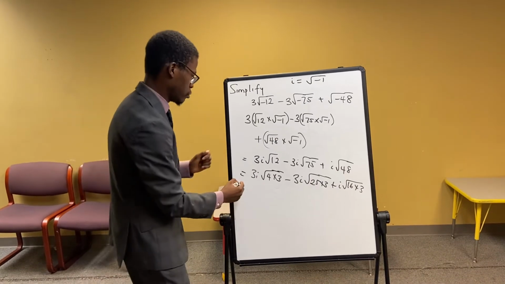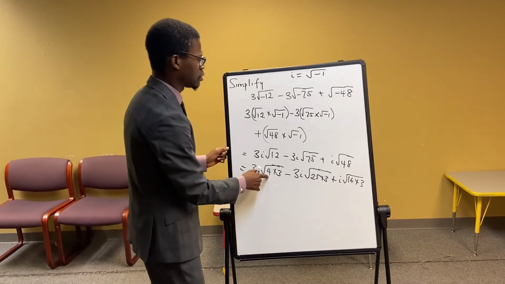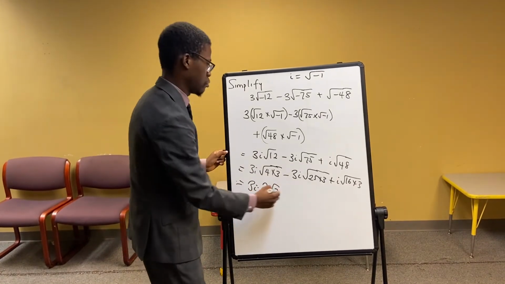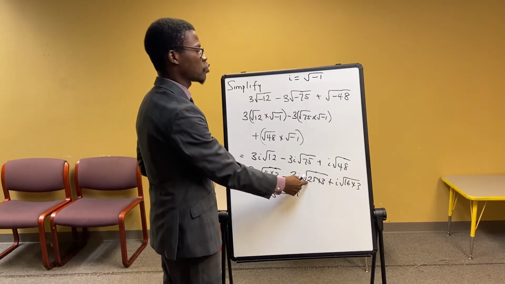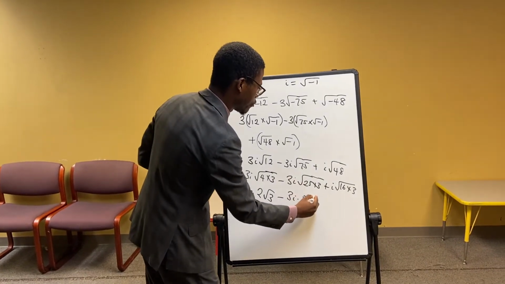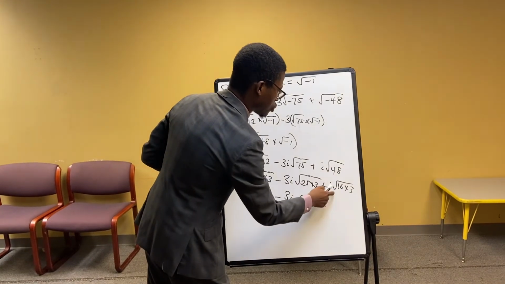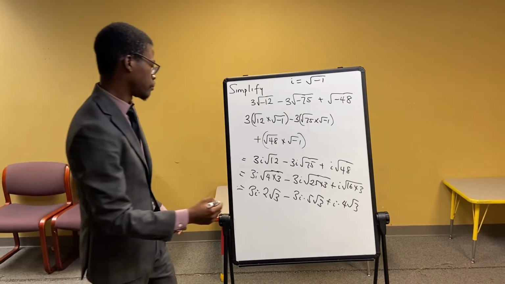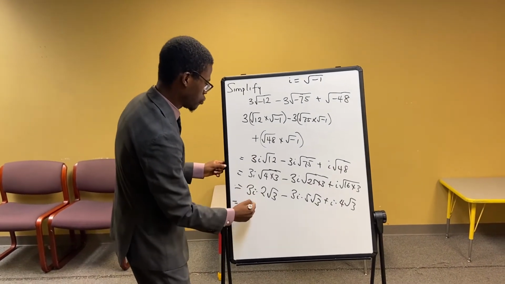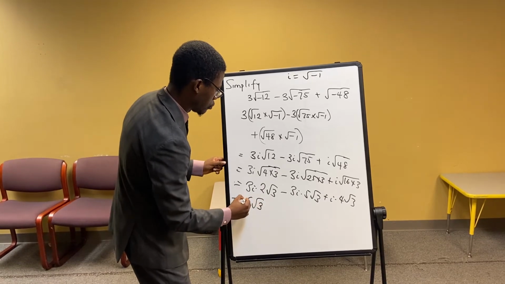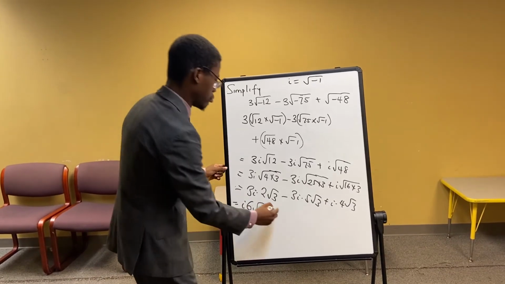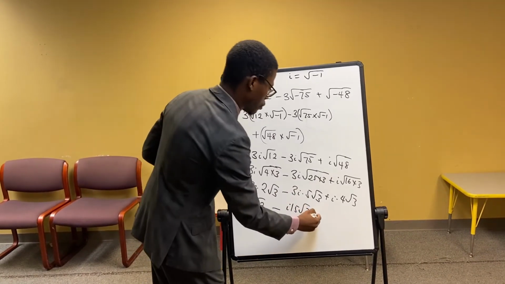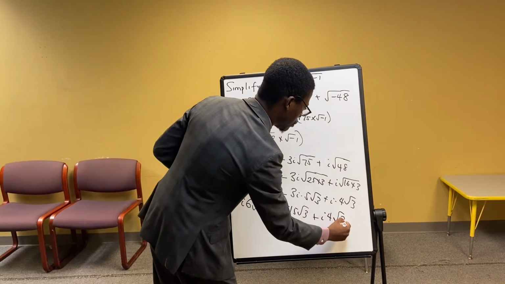Okay, now moving further, we have 3i. What is the square root of 4? 2. All right, 2 root 3 minus 3i. What is the square root of 25? 5. 5 root 3 plus i. Square root of 16 is what? 4 root 3. Okay. Then we have, so this becomes 3 times 2, we have 6i root 3, okay, minus 3 times 5 is 15i root 3 plus i 4 root 3.